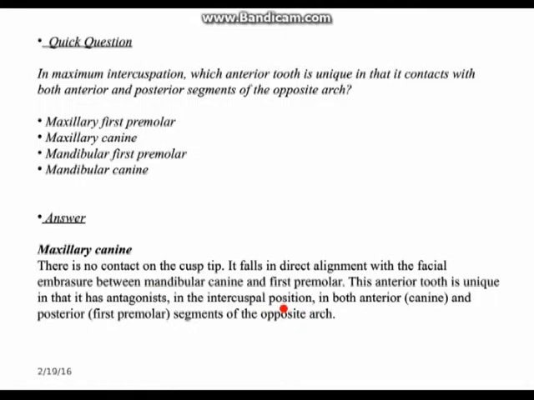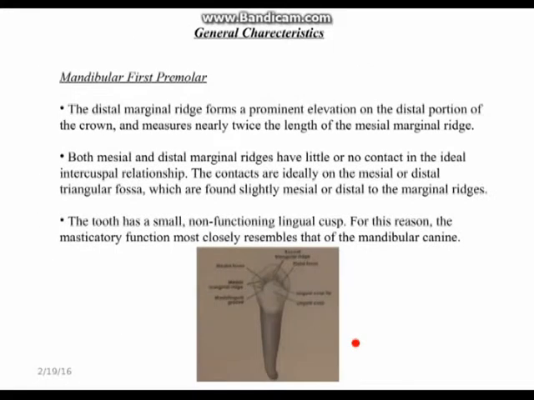The anterior tooth is unique in that it has antagonists in the intercuspal position in both the anterior canine and the posterior first premolar. So just remember that each maxillary tooth is usually situated between two mandibular teeth. And if you just remember that the canine is situated between mandibular canine and first premolar, you would automatically know where the other teeth are in alignment. Okay, first we'll start off with mandibular first premolar.